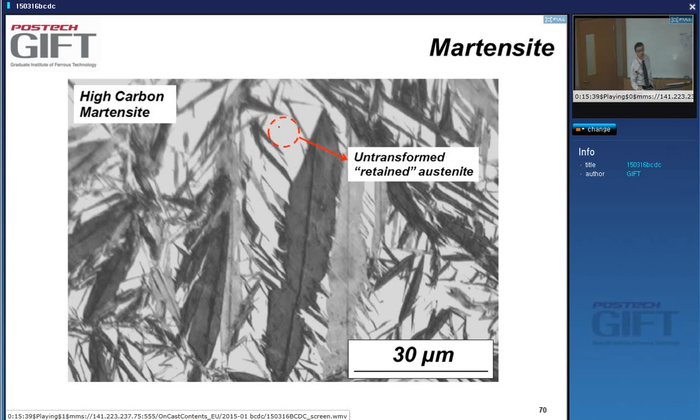And it's the proof that the martensitic transformation is time independent, because this untransformed austenite will stay there forever unless I cool down this microstructure to sub-zero temperatures. And that will create more martensite, okay? So you can have this retained austenite.